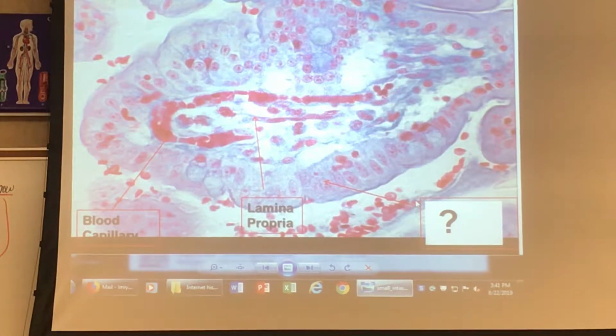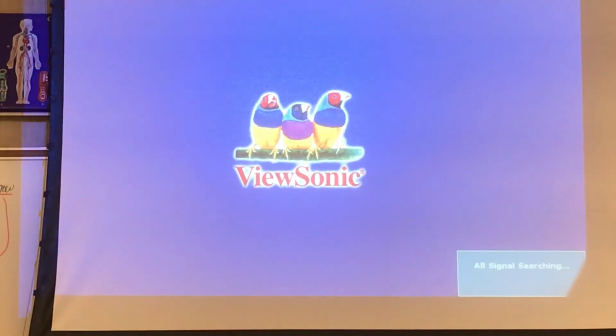So one layer or more than one layer? One layer. What's the shape of that one layer of cells? Columnar. This is simple columnar epithelium. This is an intestinal villus or bump, and it's covered with simple columnar epithelium. These are just images I got on the internet one day.